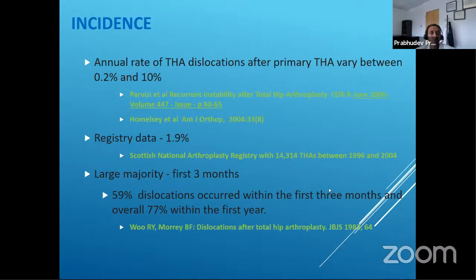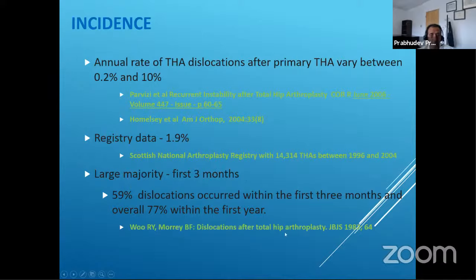What's the incidence of hip dislocation? The annual rate of dislocation in a primary hip replacement. I will try to concentrate more on the primary hip replacement in this talk because we know in revision hip arthroplasty it is an important complication, and that can be a different topic also. So in primary hip arthroplasty, it has been reported somewhere between 0.2 and 10%. And the registry data have shown that it could be close to almost 2%. A large majority of these dislocations happen in the first 3 months.